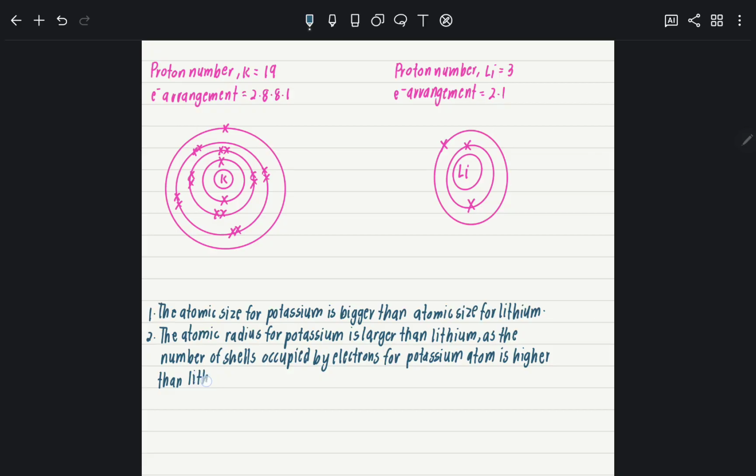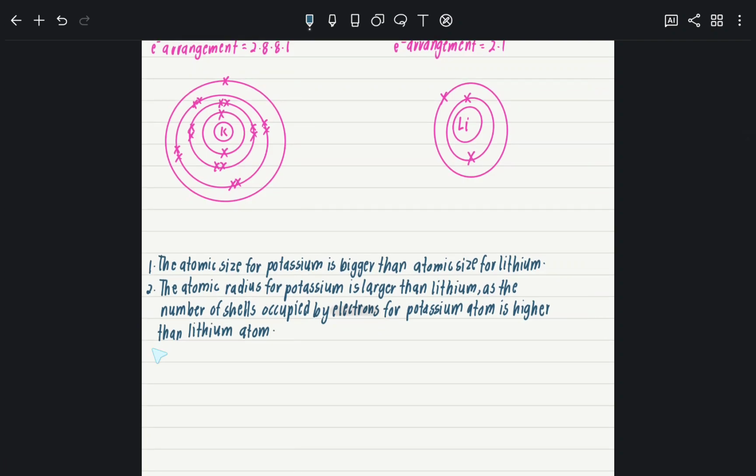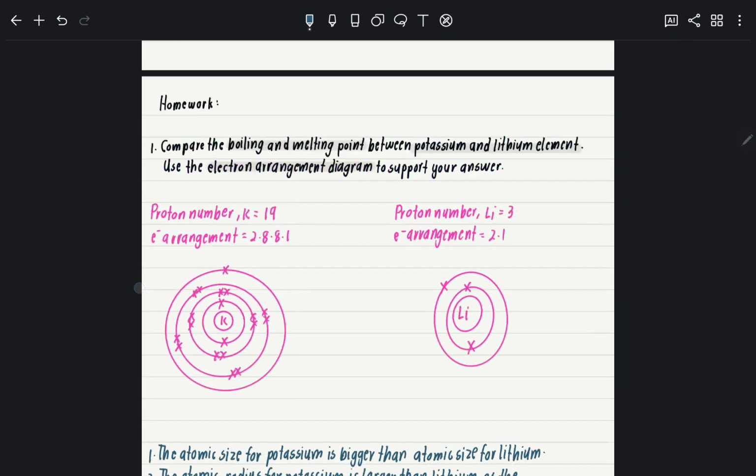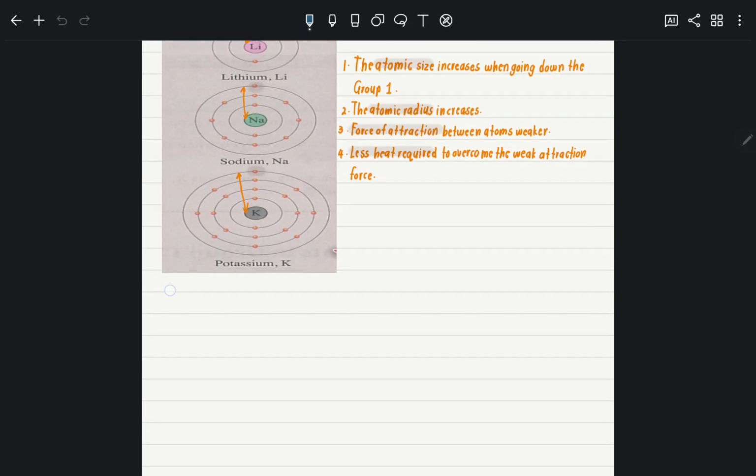Remember, in this point you are talking about electrons, so the word atom is a must be there because electrons are located in the atom. Understand? So the word atom must be there. It's very simple, remember: when you talk about electrons, the word atom should exist. So the number of shells occupied by electrons for potassium atom is higher than lithium atom. Yes, correct. This is the point that we want. Once you have talked about this, then you talk about force of attraction.